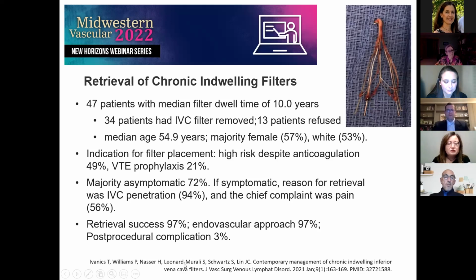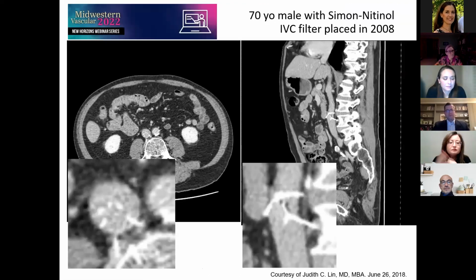Our retrieval success was 97%. Most of them were endovascular. If we can't do it endovascularly, we have to go figure out plan C, D, and E.